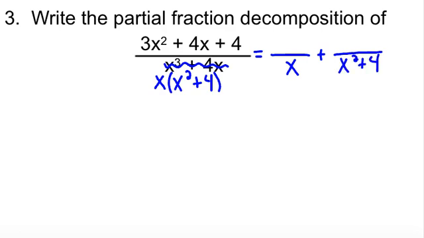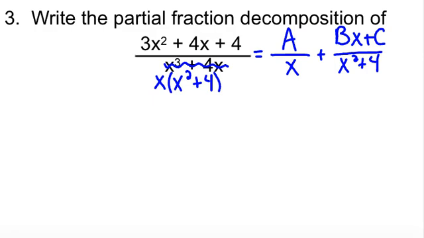Okay, now this is where the change is. Since x is a linear term, we can just leave that as A. But since x squared plus 4 is a quadratic factor, that means our numerator needs to be 1 degree less. So our numerator is going to need to be a linear term. So we'll put Bx plus C up here.